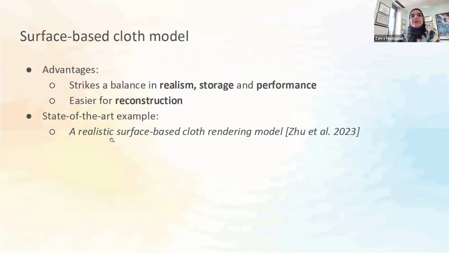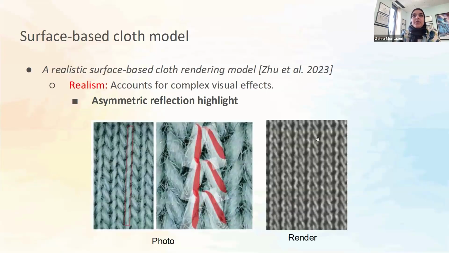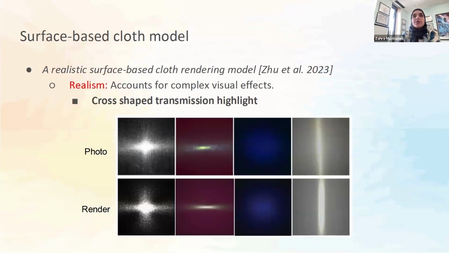And as a state-of-the-art example, we start with this paper from 2 years ago. This one has the realism. It accounts for complex visual effects. We start with a photograph, and then this is the level of accuracy we can reproduce.